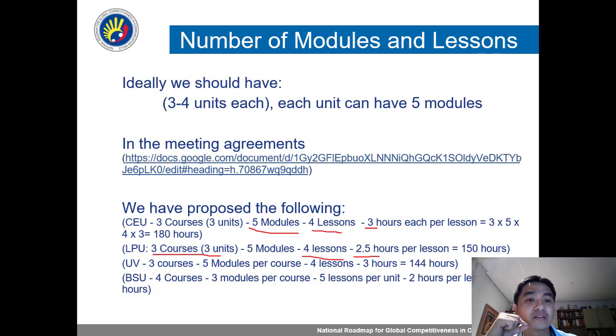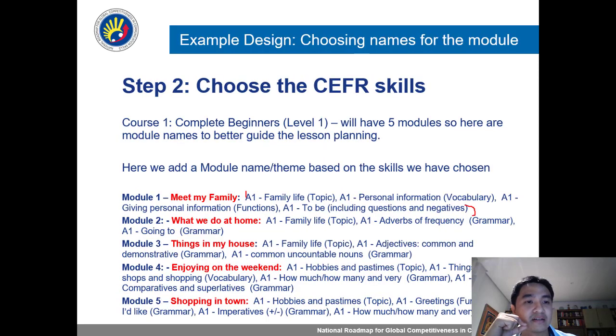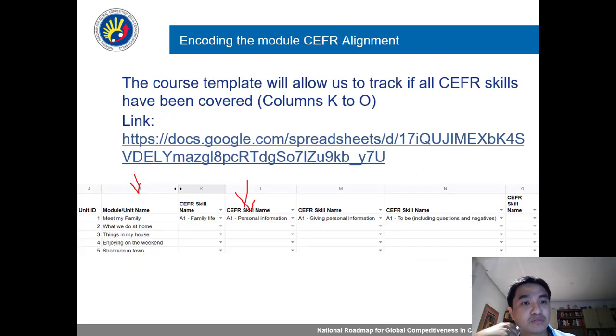And this is the expected output for this skill: I'm able to choose 15 CEFR skills, group them into a module, and then put a theme. Okay, so that is workshop 1, which is writing a module aligned to the CEFR.